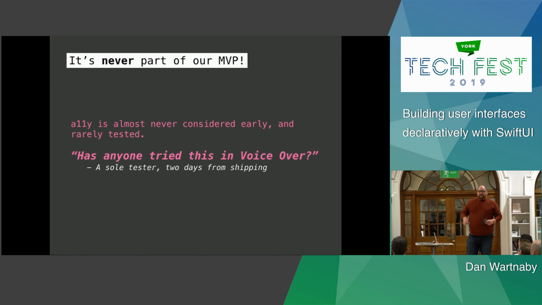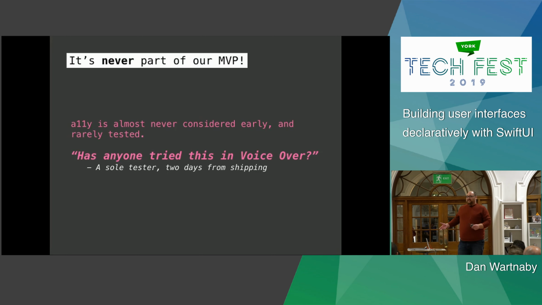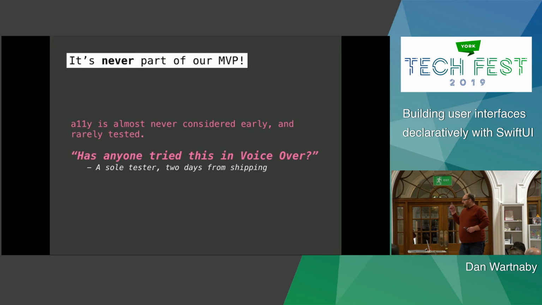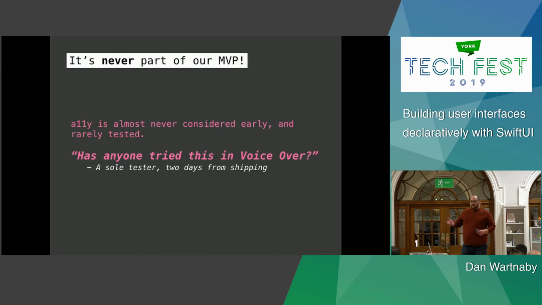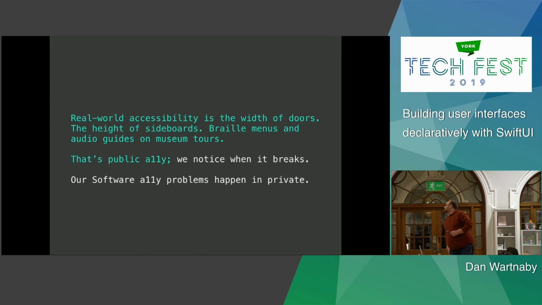Here's the thing about accessibility. It's never part of our MVP. We never consider it early. We never test it, which is pretty poor. Two days before we ship an app, somebody inevitably says, has anybody tried this in VoiceOver? And the answer is always, shut up.